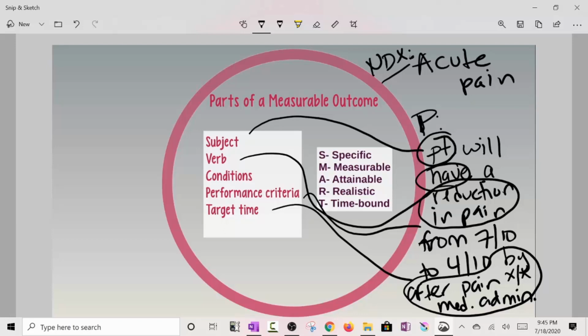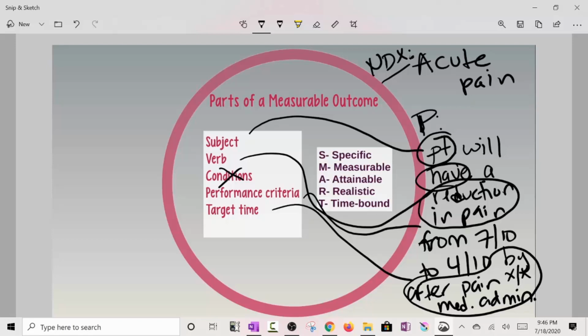We want to make sure that this is a SMART outcome. Is it specific? Yes, because we have from 7 out of 10 to 4 out of 10. Is it measurable? Yes, because we have 7 out of 10 to 4 out of 10. Is it attainable? I think so. Is it realistic? Sure, because we think that she can go from a 7 to a 4 easily. And it's time bound because we have a time frame there. All right, so good job writing an outcome. We can write another outcome if you want to do it for her. Actually, we're going to do it on the worksheet after. So let's just go ahead and move on for now, for time's sake.